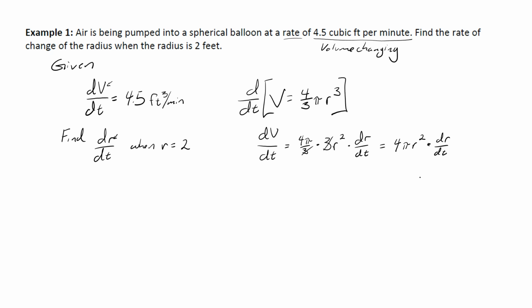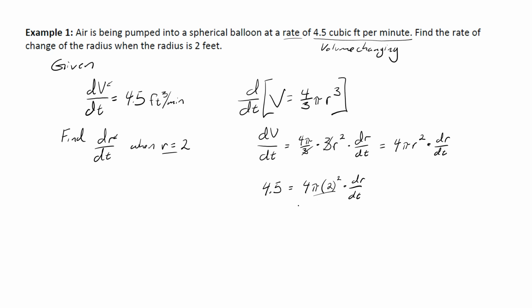Okay. Now what we're going to do is go through and do a substitution for our original expressions. I know that dV/dt is actually 4.5, which was given to us, and this is going to be equal to 4π times r squared, so r squared is going to be 2 squared, because it's at r equals 2, times dr/dt. And then to find dr/dt, you just solve using algebra.